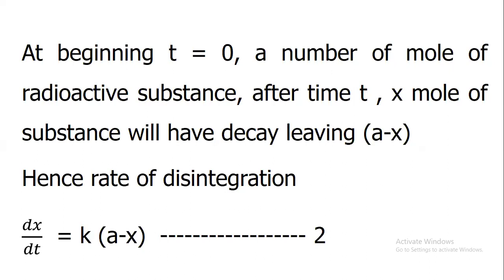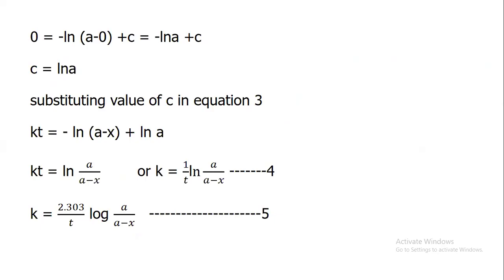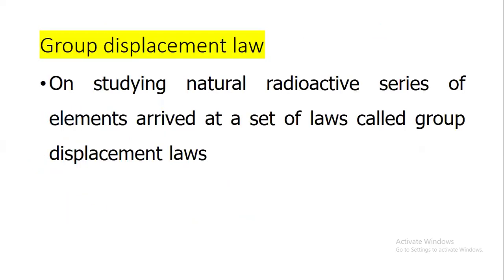Hence the rate of disintegration dx over dt equals K times (A minus x), where K is the disintegration constant. So K dt equals dx over (A minus x). On integration, we get Kt equals minus ln(A minus x) plus C. So we get C equal to ln A, and solving we get K equal to 2.303 over t log A over (A minus x). Let at any time half of the substance has disintegrated, so x equals A over 2. So solving we get the half-life equal to 0.693 over K.